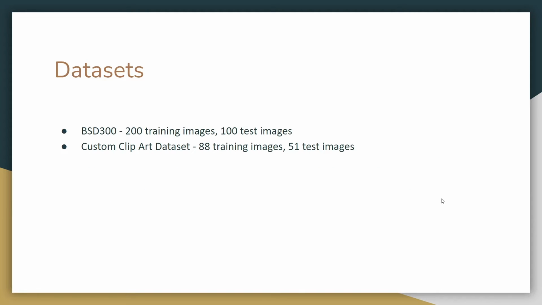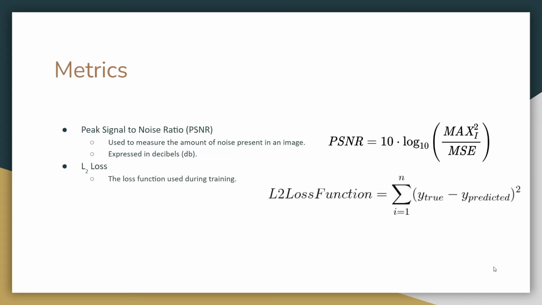The datasets I used in this project were BSD300, where I used 200 training images and 100 test images, and I also created a custom clipart dataset because that was more useful with ECB encryption, where there were 88 training images and 51 test images. The metric I used to evaluate how effective the denoising was is the peak signal-to-noise ratio, which is used to measure the amount of noise present in an image, and it's usually expressed in decibels. So in this case, a higher PSNR value is better than a low one. And then also the L2 loss function as discussed previously.